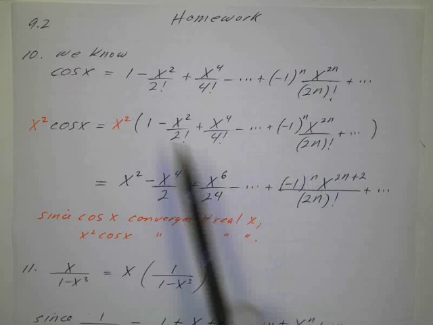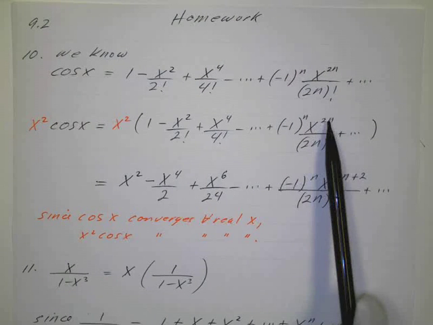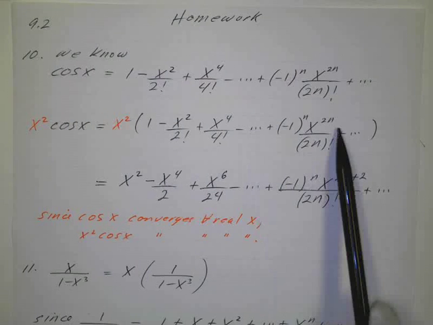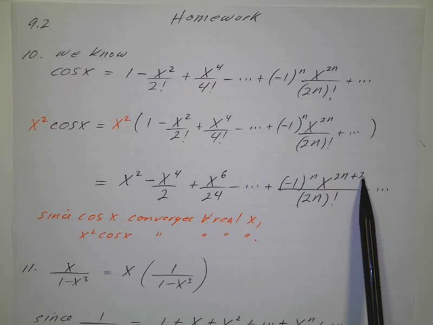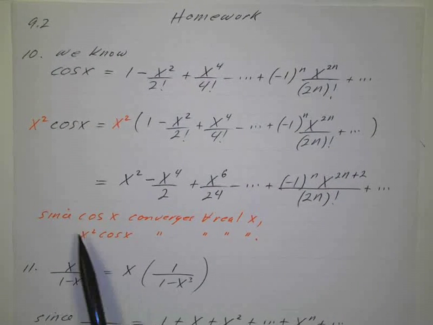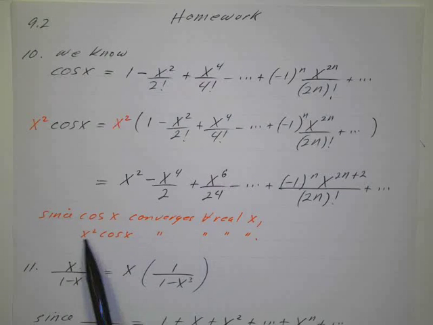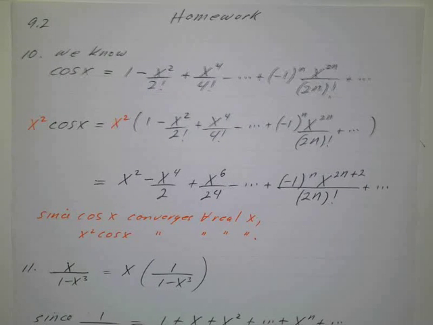that stays the same, that stays the same, and then if I multiply x to the 2n by x squared, I just add 2, so that's x to the 2n plus 2. And since the cosine converges for all real x, so does x squared cosine of x.